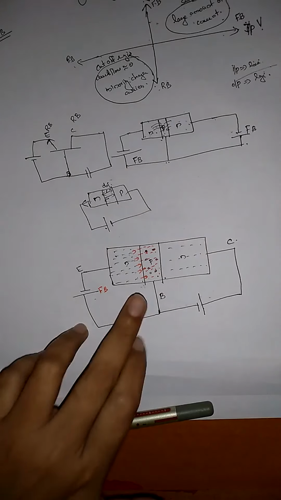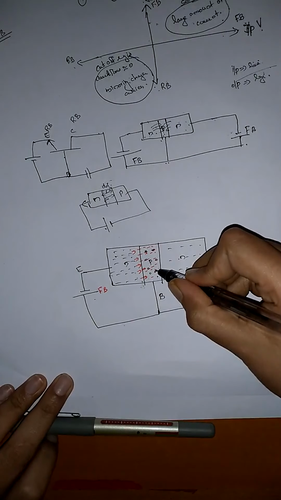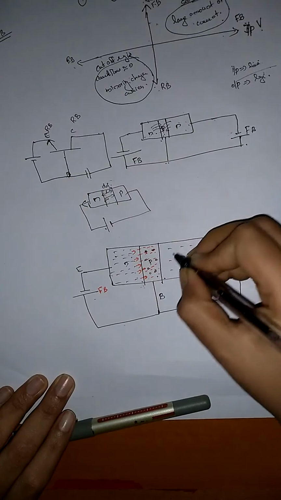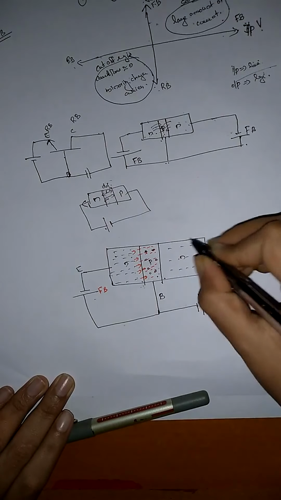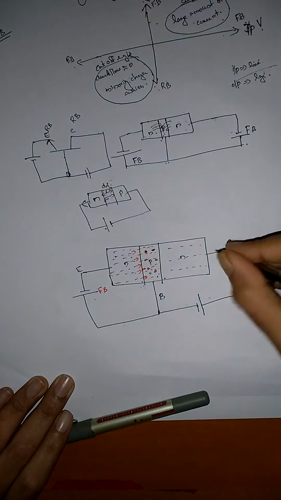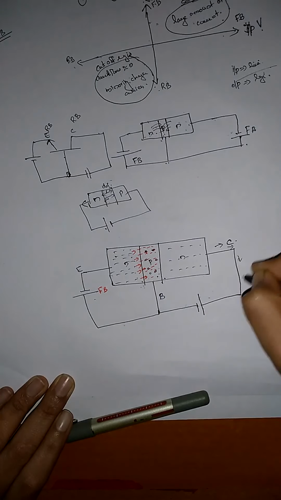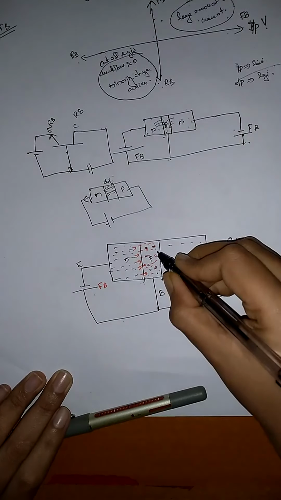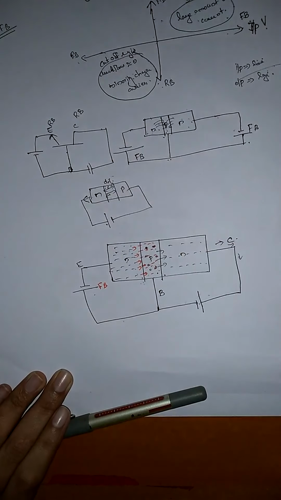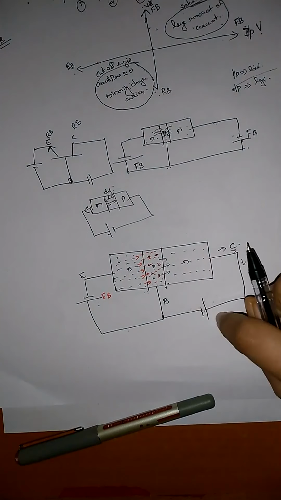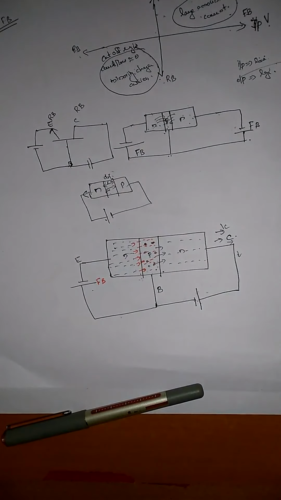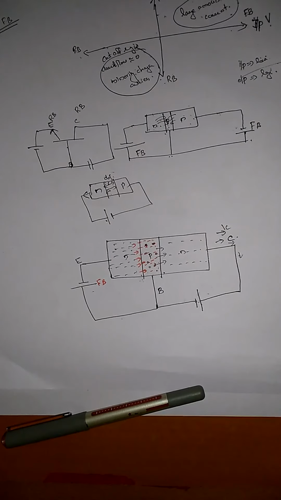Okay, so what will happen? There is a large number of electrons present here, and there is an N terminal here, which is also intermediately doped. These electrons will move to this battery. As a result, these electrons will cross the barrier and move to this battery. So there will be a current flow, and the current flow direction will be IC. Okay, so I am explaining it once more.